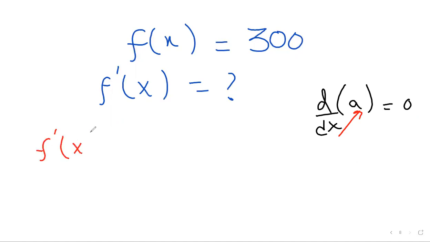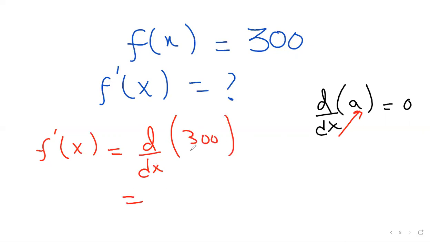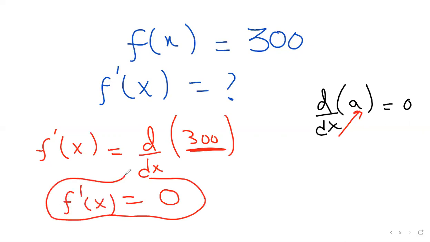F dash of x, derivative of 300. There is no x. Just see here, there is no x. It's a funny example that I have given you. It's 0, 100% assured.